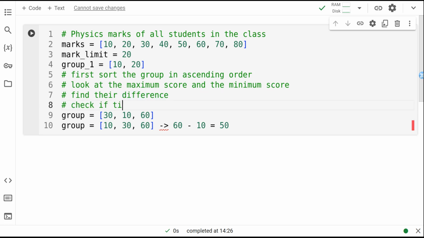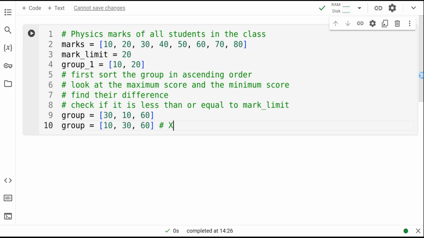Check if it is less than or equal to the mark limit. So check if 50 is less than or equal to, in this case, the mark limit, which is 20. No, right? 50 is not less than or equal to 20. Therefore, I conclude that this is not a valid group. So this is the procedure, right? If you can check for this, then you can determine if a group is valid or not. You don't need to check for every pair of students in a group. Okay, why does this work?